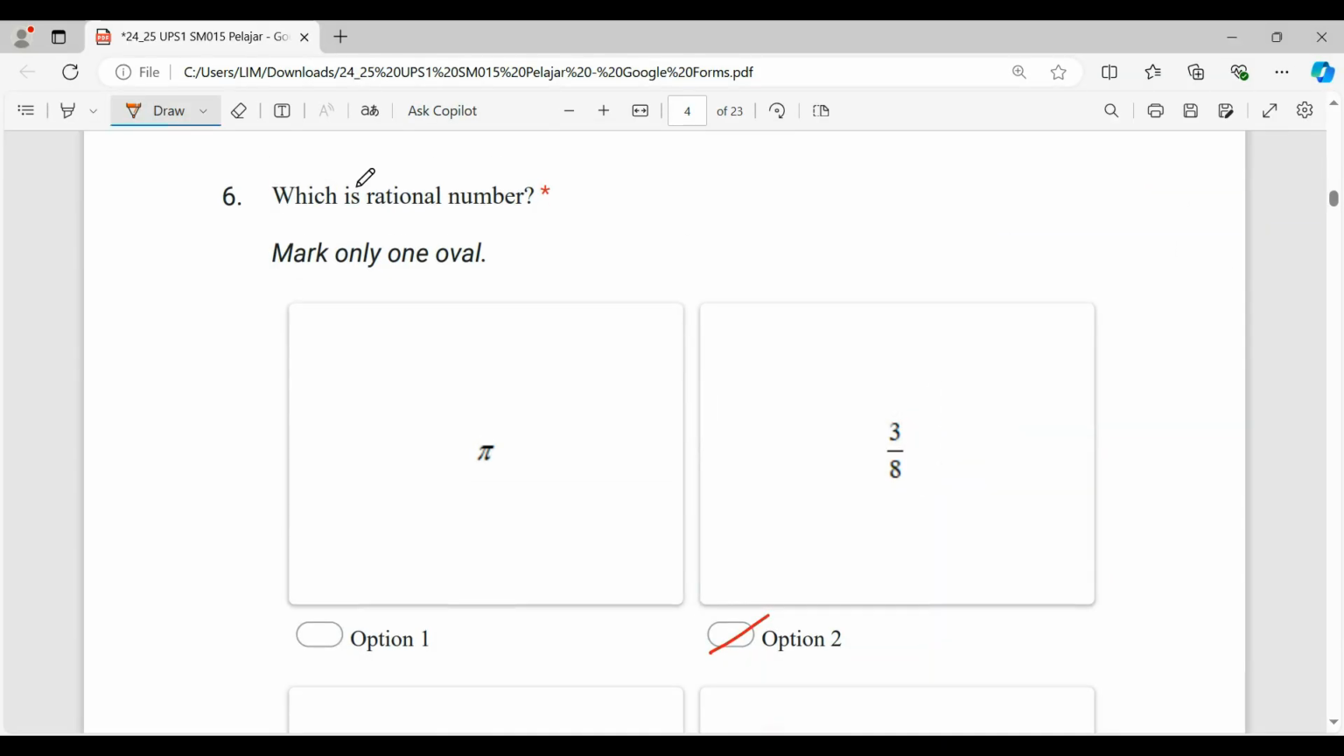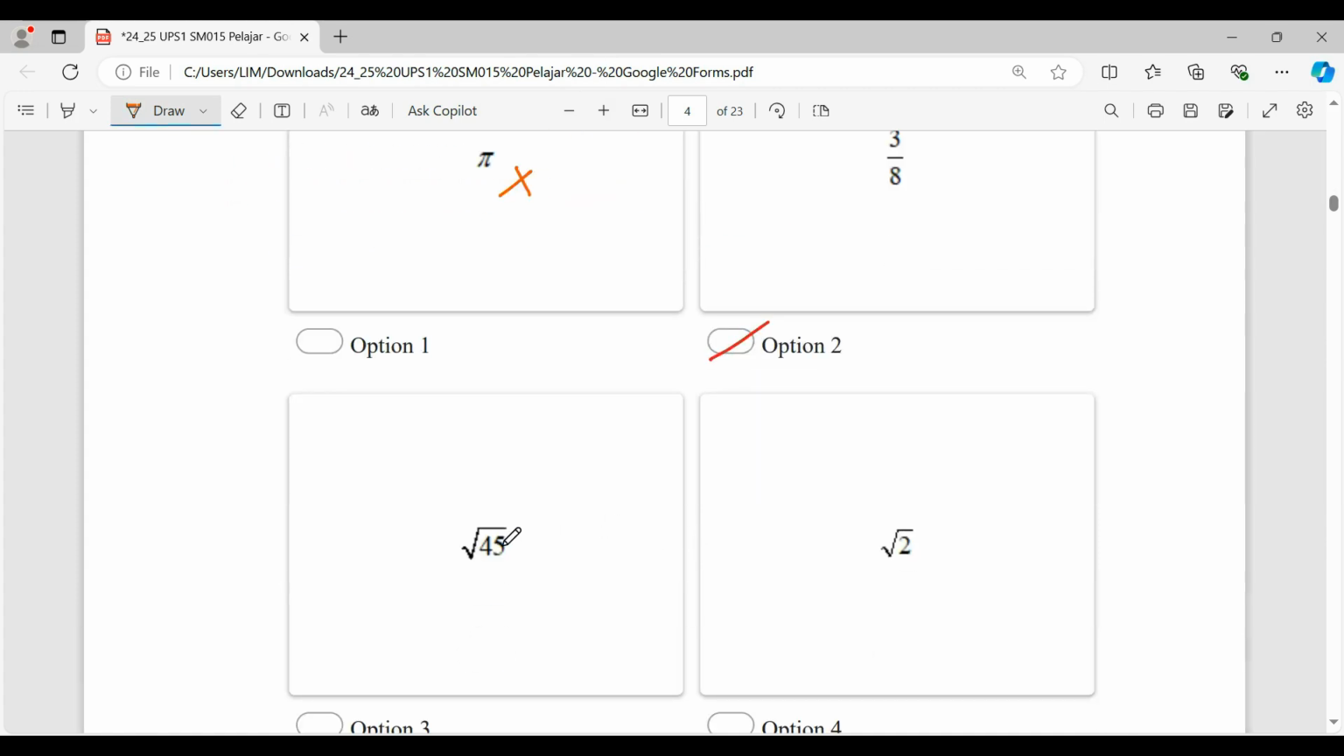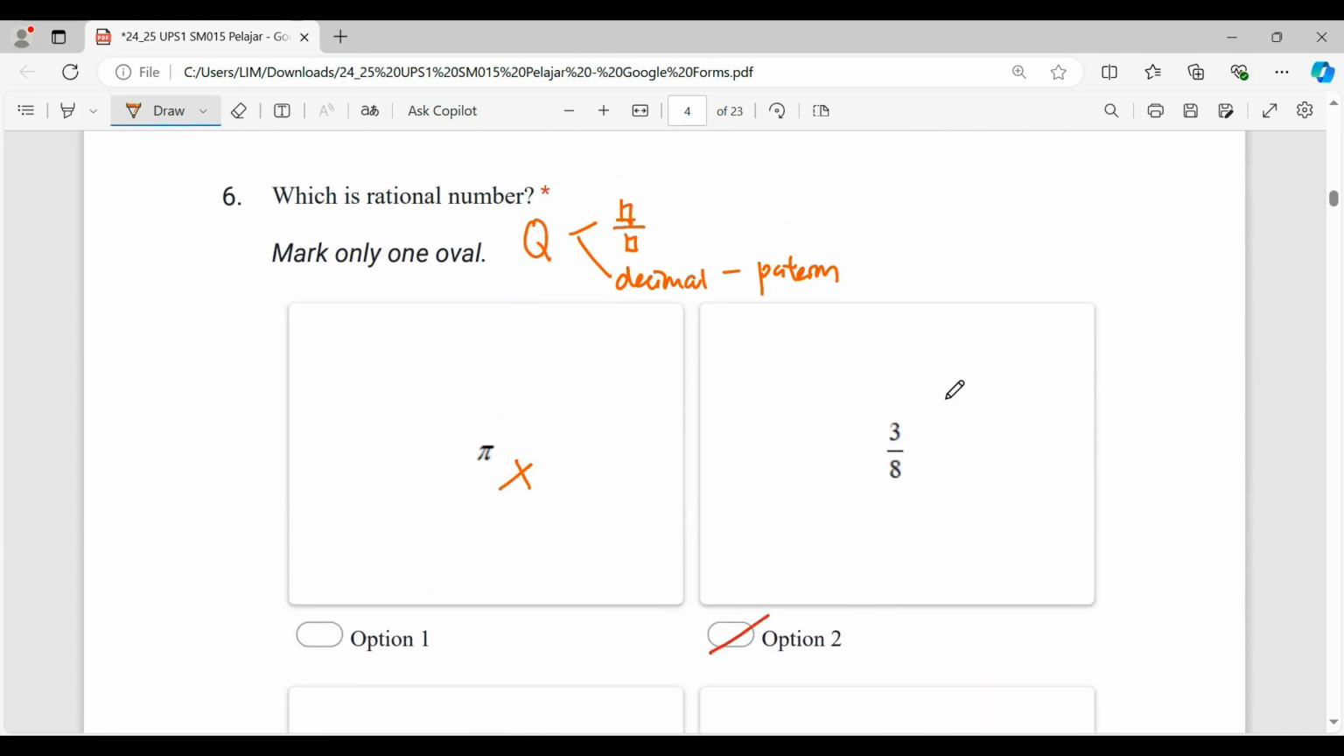Next, which is a rational number? Rational numbers, which is Q, involve numbers in fraction and decimal form, so decimals with a pattern, whether repeating or terminating. So pi's decimal is not repeating or terminating, but 3 over 8, yes. And then square root 45, as we can see, the decimal also is not repeating or terminating. Square root 2 also not. Therefore, the rational number is 3 over 8.